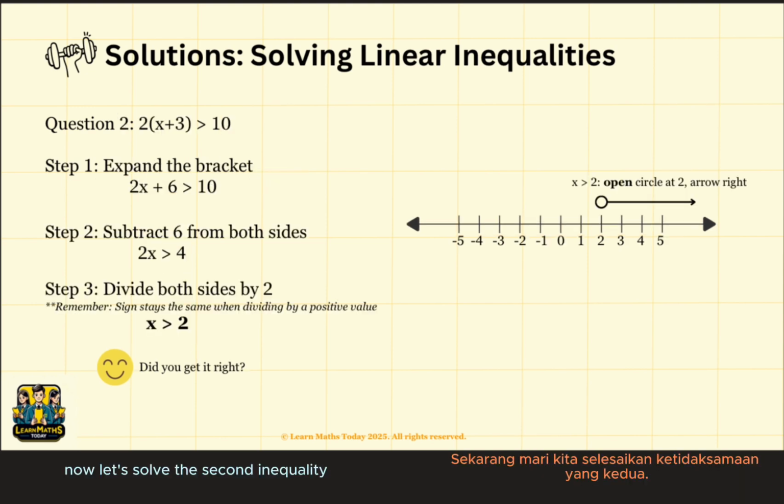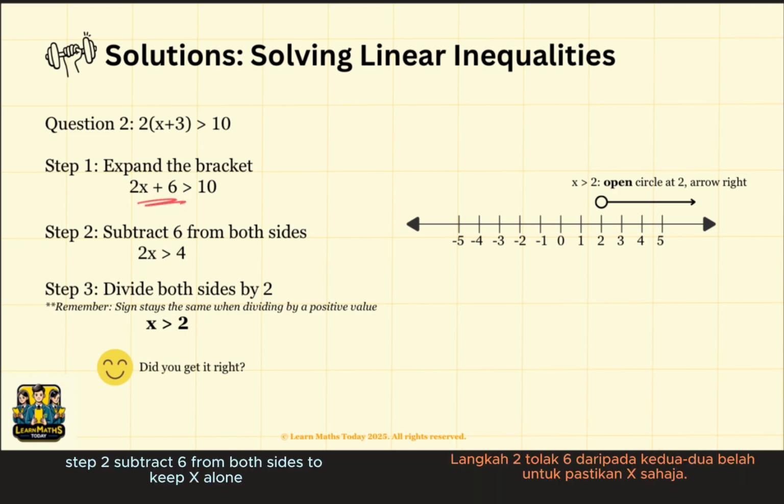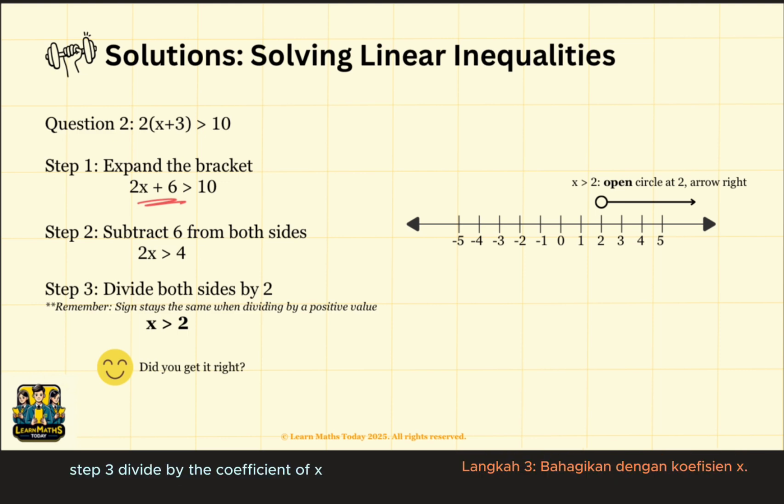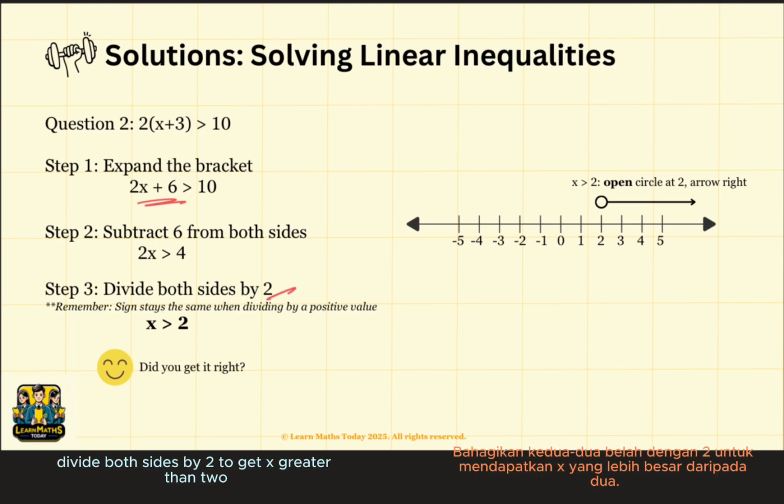Now, let's solve the second inequality. Step 1. Expand the bracket. Multiply 2 with each term inside the bracket. Step 2. Subtract 6 from both sides to keep x alone. Step 3. Divide by the coefficient of x. Divide both sides by 2 to get x greater than 2.